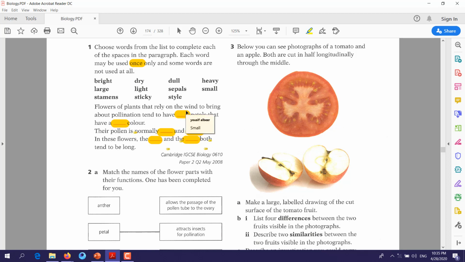Okay, so these flowers tend to have small petals and have a color. What kind of color will it be? Also because it will not depend on insects, the color will be dull.